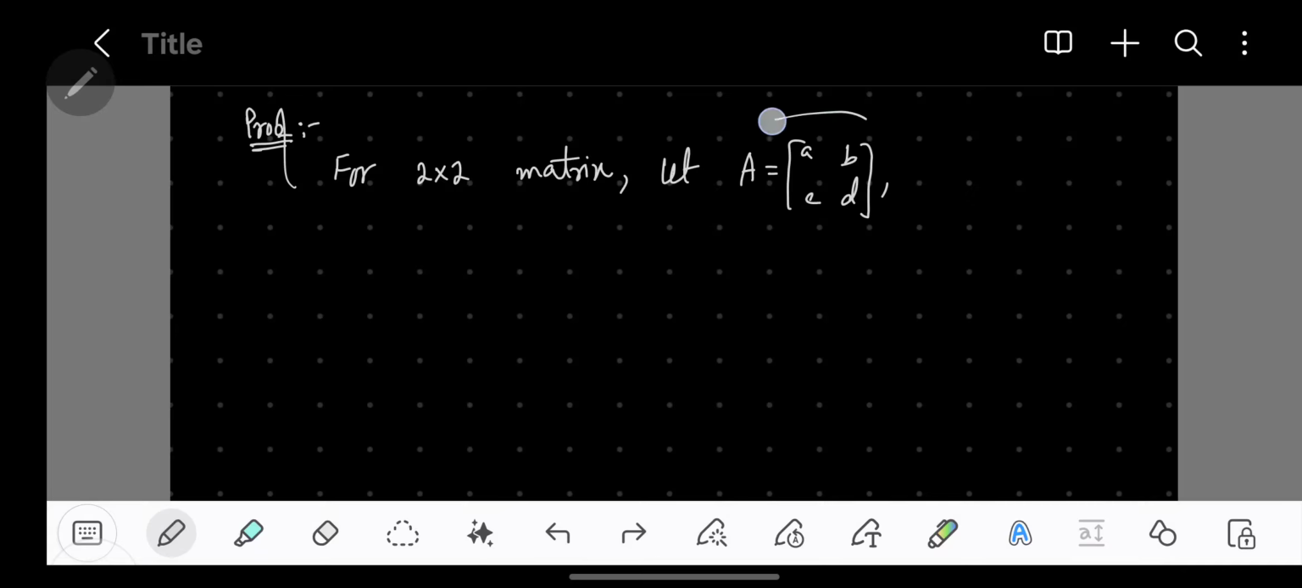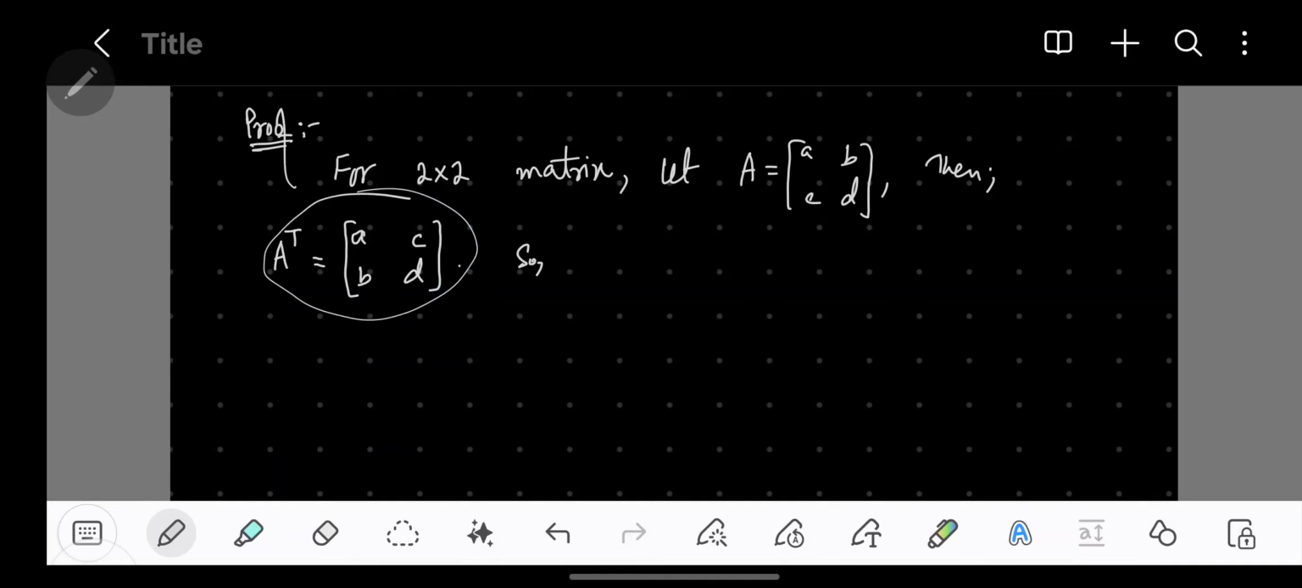Since any 2 by 2 matrix can be represented in this way, if this is the 2 by 2 matrix, then its transpose will be obtained by making rows into columns. For example, this is a row, so here it is a column. This is another row, here it is a column. So the transpose can be obtained by converting the rows into columns. So this is the transpose.